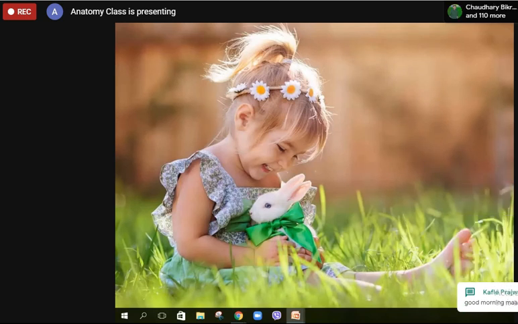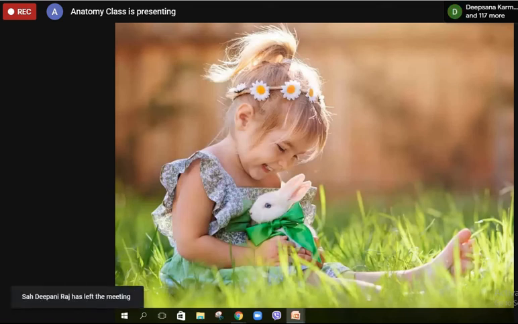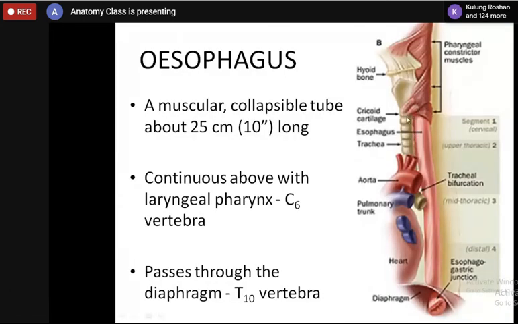Last time, in the last class, you must have studied about the pharynx, which measures about 25 centimeter, approximately 10 inch, in length and is continuous above with the laryngopharynx. The esophagus begins at the sixth cervical vertebra, or the lower border of cricoid cartilage, and extends up to the 11th thoracic vertebra, piercing the diaphragm at the level of the 10th thoracic vertebra.